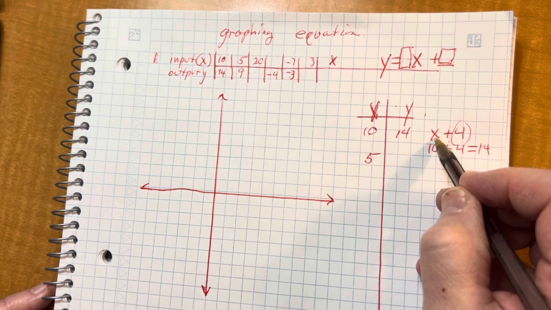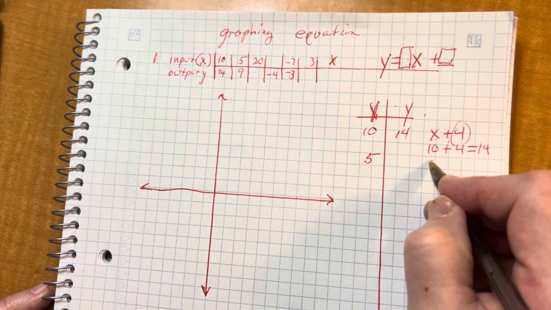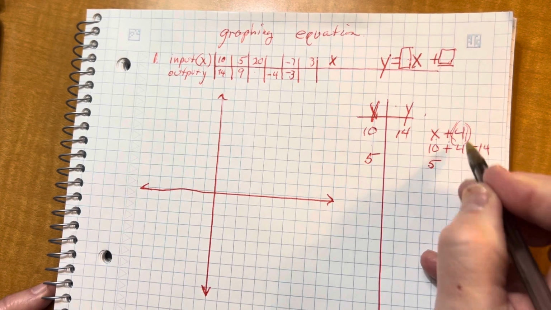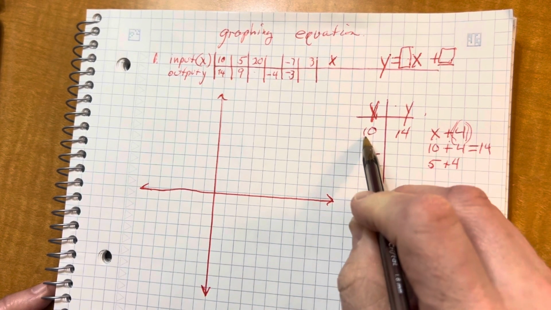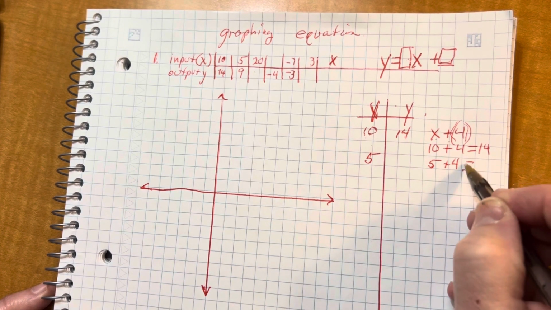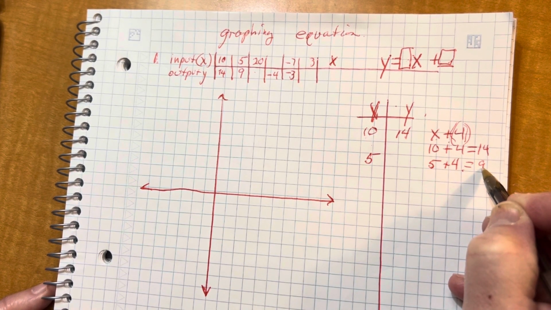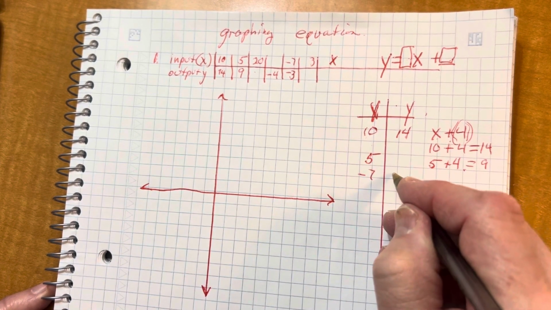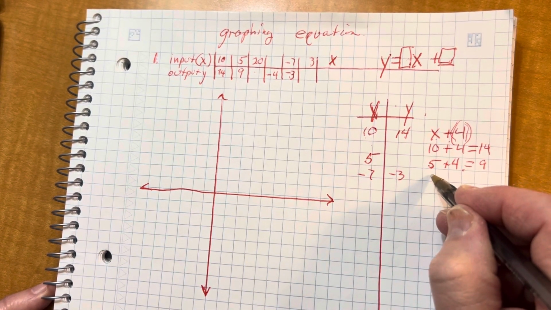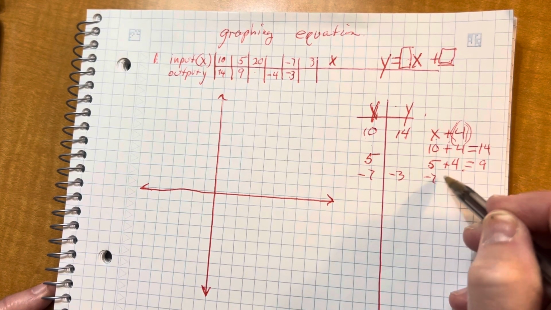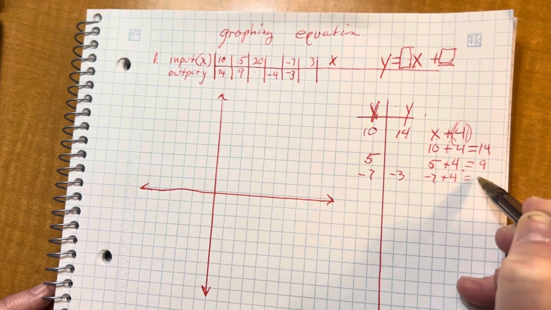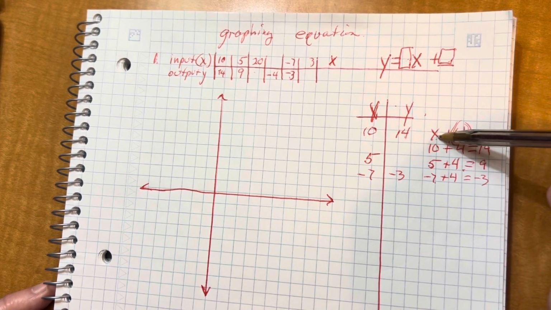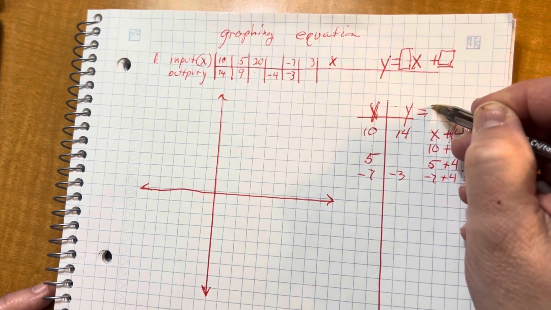So I take this x and I put in 5 for the x, and I'm going to use that number again that I chose because that was their difference to start with. And does that equal 9? Ooh, it does. Now let's try this last point, -7, just to be sure. Does that equal -3? Well, if I put -7 here and I add 4, that equals -3. Ah, that works. So now I see that my equation is y equals x plus 4.